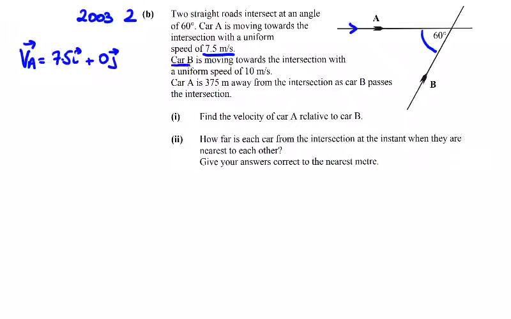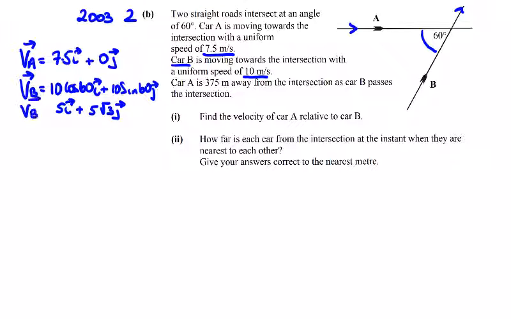Car B, moving towards the intersection, its speed is 10. So the velocity of B is equal to 10 cos 60 in the i direction, and it's positive going up in this way, so plus 10 sine 60 in the j direction. Cos of 60 is a half, so we get 5i plus 10 times root 3 over 2, so 5 root 3 in the j direction for the velocity of B.